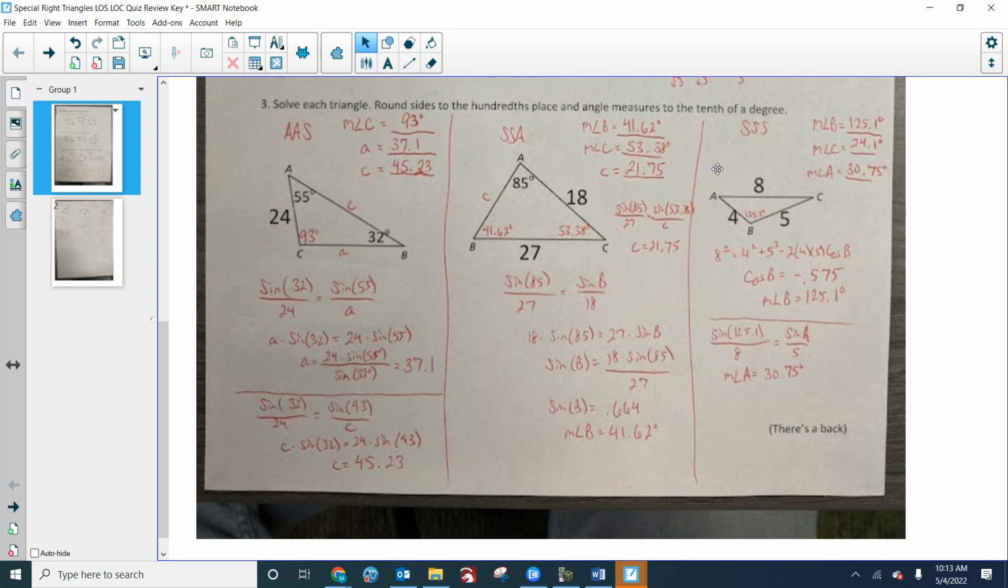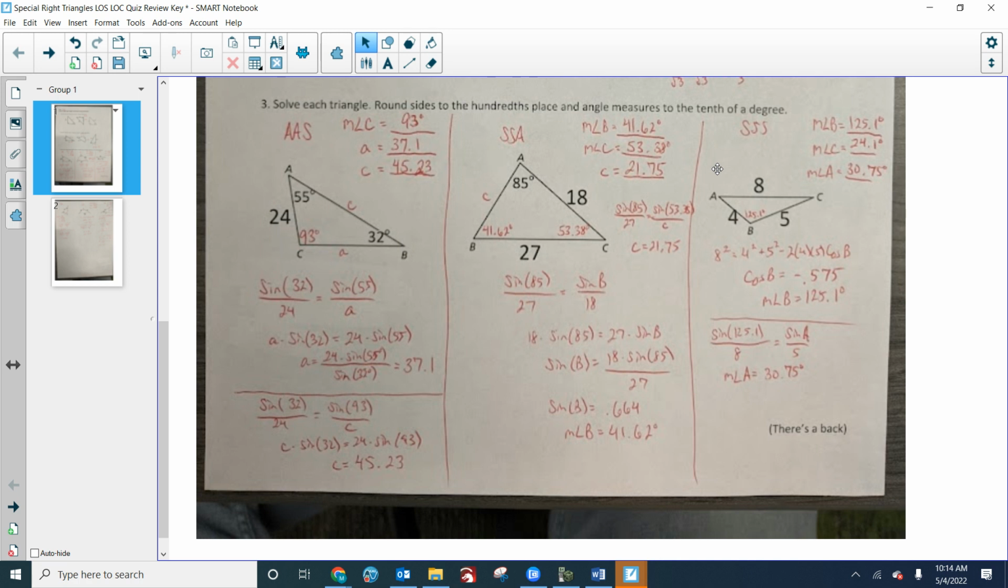Now, I'll be honest, I was doing this quickly. My rounding, I said round the sides to the hundredths place. I'm going to be lenient on that. I did this quickly and I wrote 37.1. Please forgive me. And then angles to the tenth of a degree. Some angles I went to the hundredths. All right.